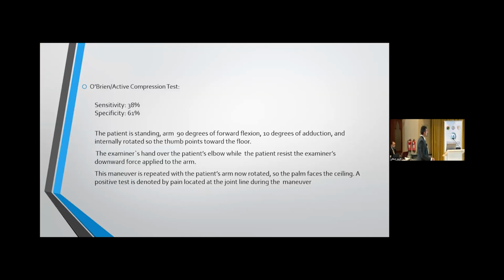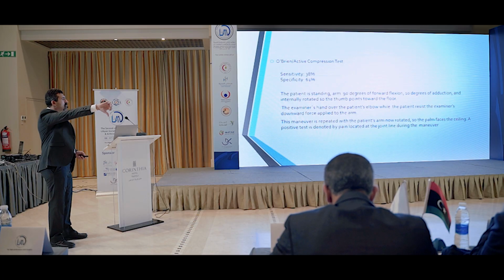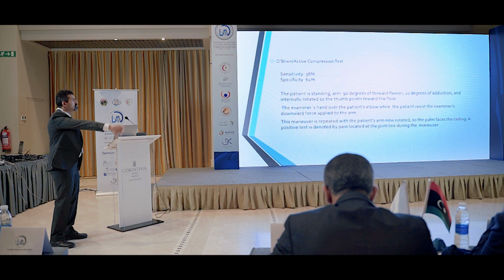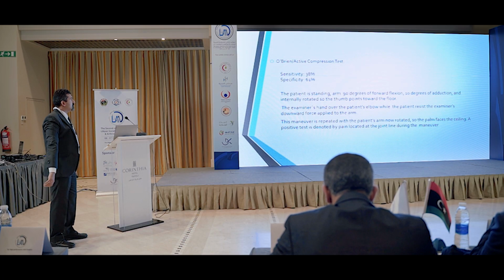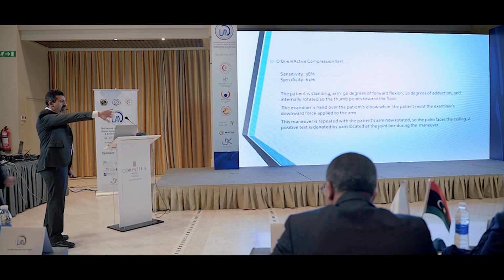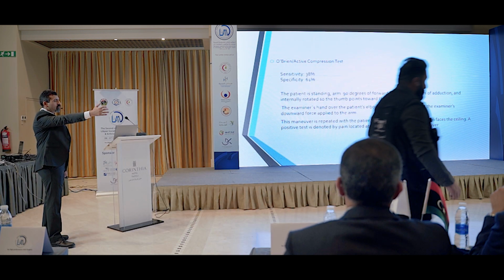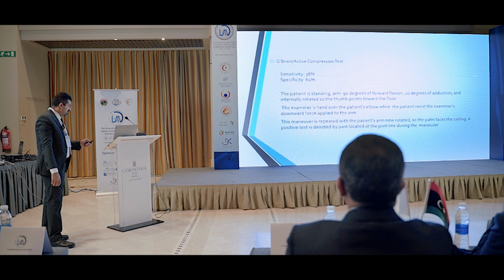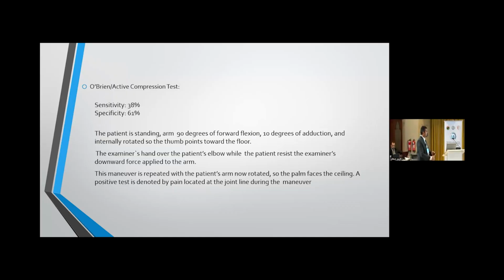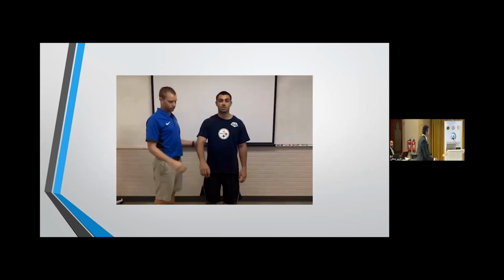Next, the O'Brien test. The patient stands with the arm in 90 degrees of forward flexion, 10 degrees of adduction, and internally rotated, so the thumb points downward. Then he does upward elevation of the shoulder, and then external rotation or supination. When the pain is elicited from the bicipital groove, this means it is a positive test.